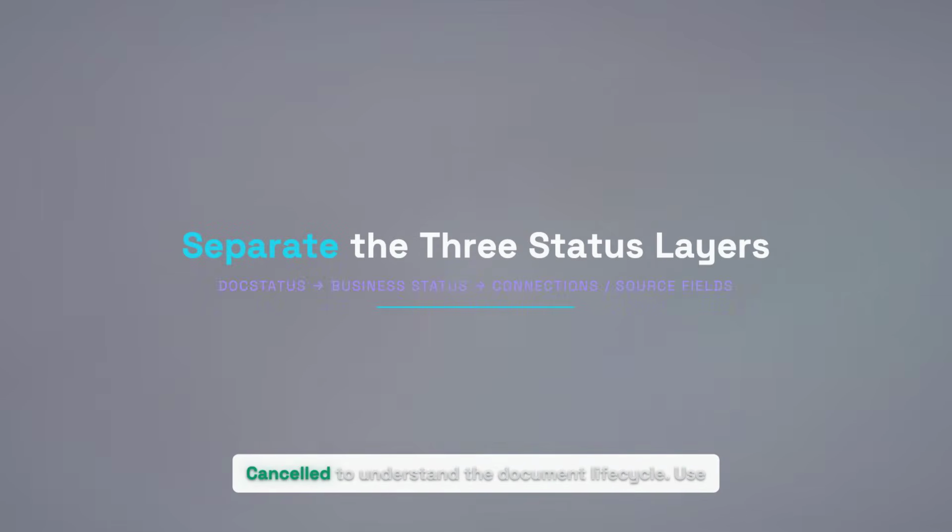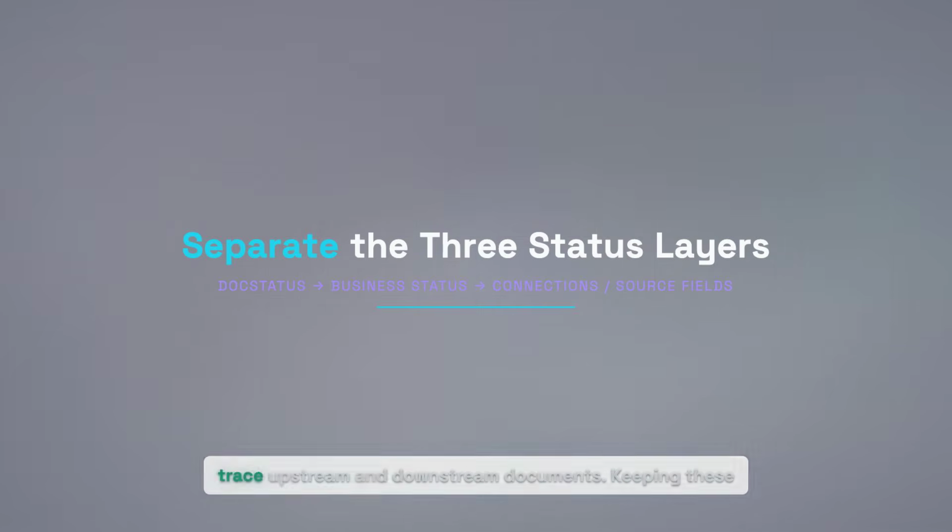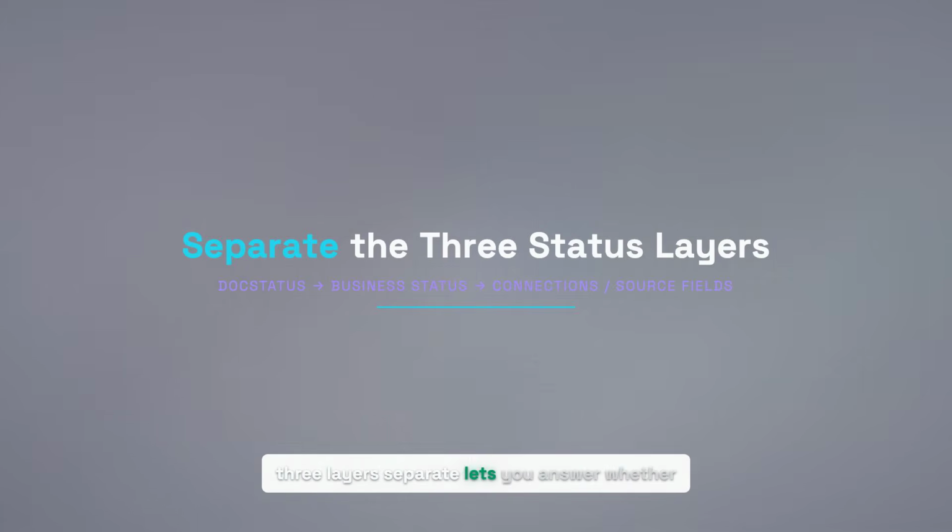In summary, use draft, submitted, and cancel to understand the document lifecycle. Use open, to deliver, unpaid, completed, and similar labels to understand business progress. Then use connections, source fields, and row references to trace upstream and downstream documents. Keeping these 3 layers separate lets you answer whether a transaction is formal, where the process stands, and who should act next.